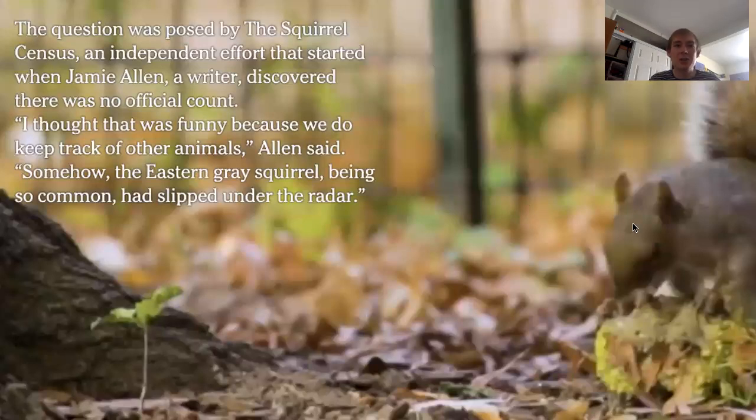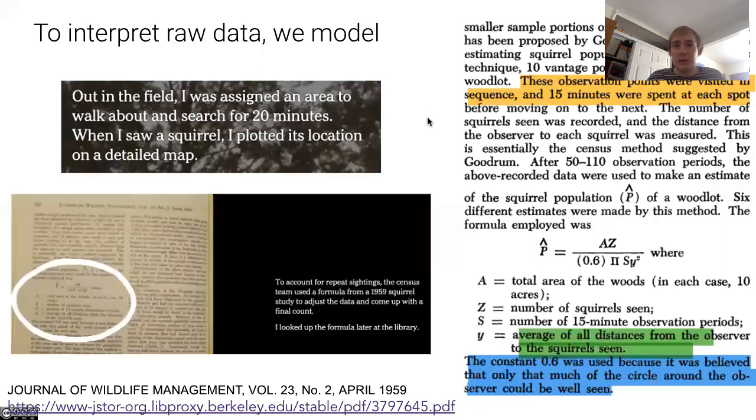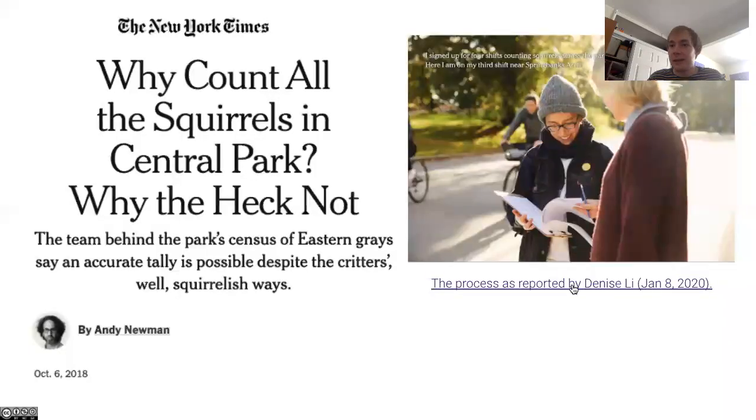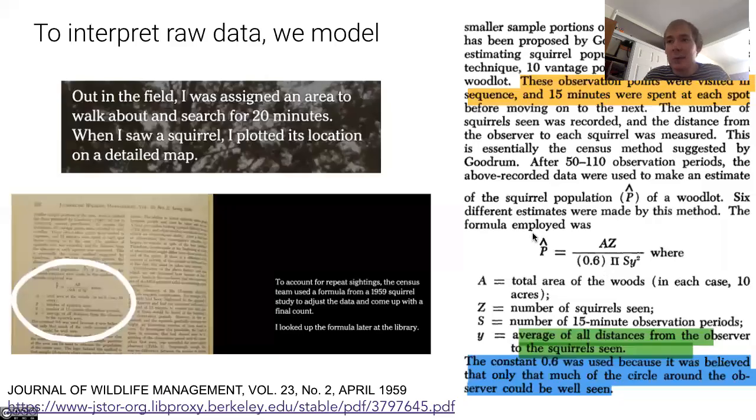You can see here, it says the question was originally posed by this group when this person discovered that no such number existed. Maybe this person was just curious one day and went to look it up and found out that no one had ever done this before. So they decided to do it themselves. There's a nice little interactive which you can go through. I think the link is down here on this slide. And the number that they came up with was 2,373. How they did this was, again, this group of people stood in different locations in the park and just counted how many squirrels they saw for some length of time.